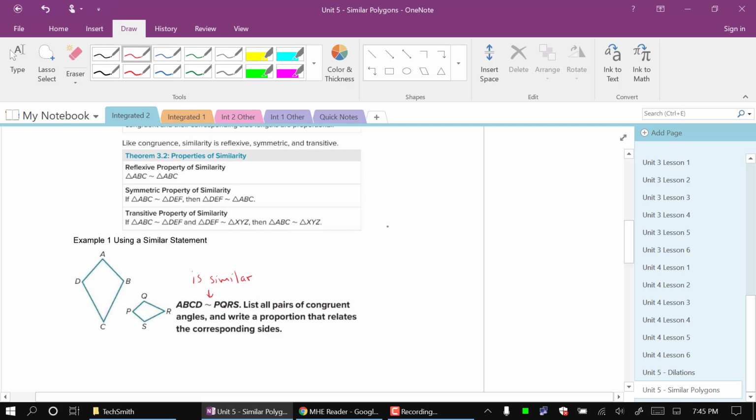So let's start off with congruent angles. Our first pair of congruent angles is angle A is congruent to angle P. Then angle B is congruent to angle Q. Then angle C is congruent to angle R. And lastly, angle D is congruent to angle S. If we look here, A is in the same spot as P. So what we did was a dilation and then a rotation.